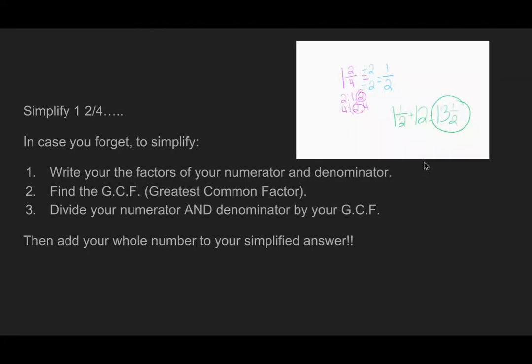So it should look something like this. Okay? We have 1 2/4. We realize 2/4 is not simplified. So I've written out my factors of 2, which are 1 and 2. I've written out my factors of 4, which are 1, 2, and 4. I notice that 2 is my GCF, so I use that as the number I divide by. 2 divided by 2 gives me 1. 4 divided by 2 gives me 2. Take that 1 1/2, add it to my 12. I get 13 1/2. Now I am done.